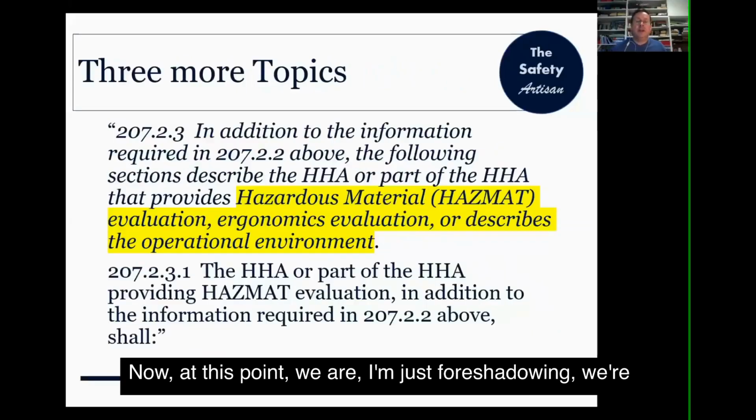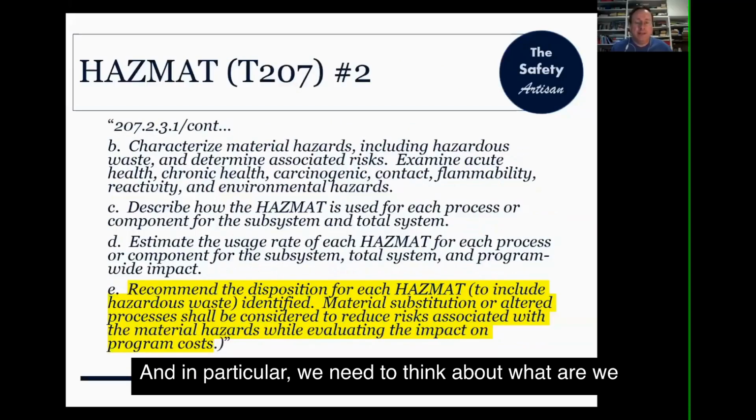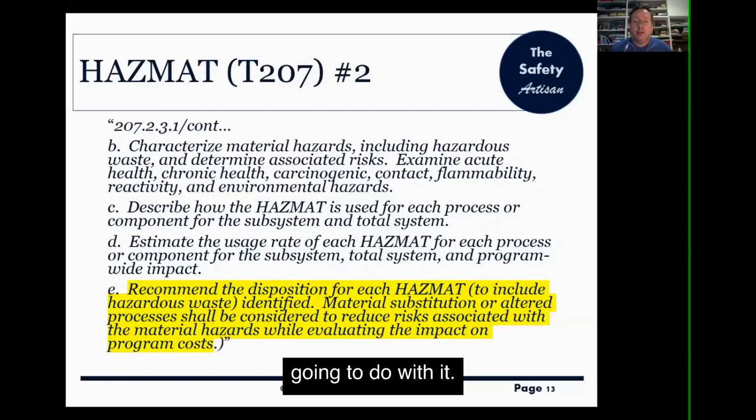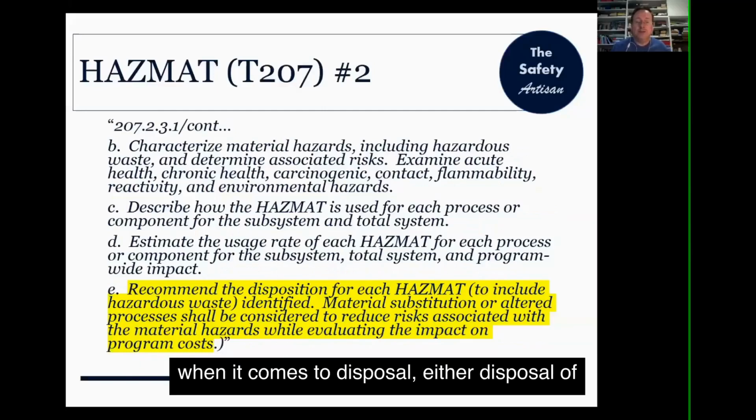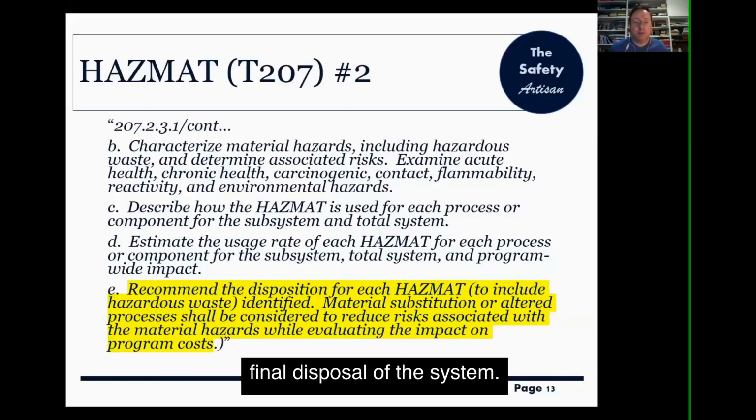Now, at this point, I'm just foreshadowing, we're about to move to talk about some different topics. And in particular, we need to think about what are we going to do with it when it comes to disposal, either disposal of consumables, worn out components, or final disposal of the system.